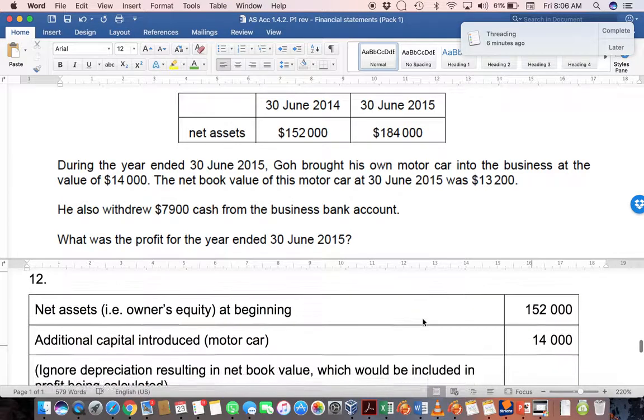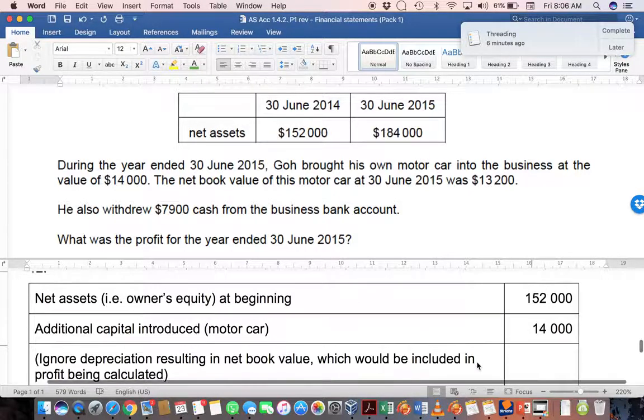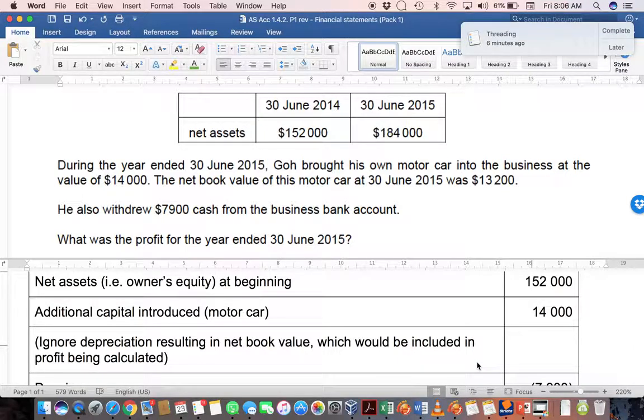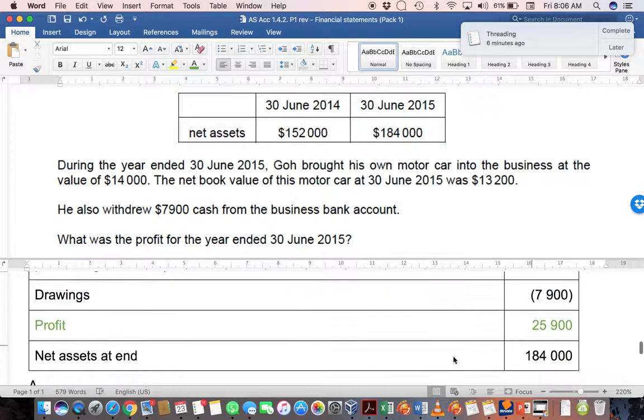We then need to calculate what was the profit for the year. Again, what we're going to do is we are going to work out what actually happened. Well, at the beginning, we'll put our $152,000 balance in. We are going to show the $14,000 as the capital introduced, because that's what it was worth when it was introduced. The fact that it's worth less later is not the owner's problem, it is part of the business operations. We are going to ignore that depreciation because we would include it in the profit that we are actually calculating, so we don't need to worry about that. We need to show our drawings of $7,900 cash, and obviously that would be subtracted. And then profit needs to be worked out as a missing figure. My net assets at the end are going to be $184,000.